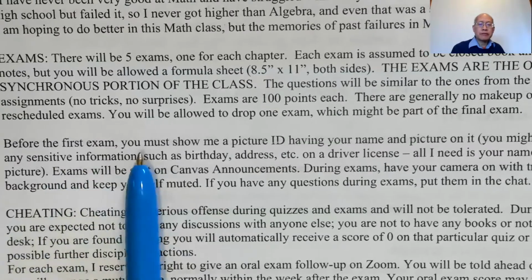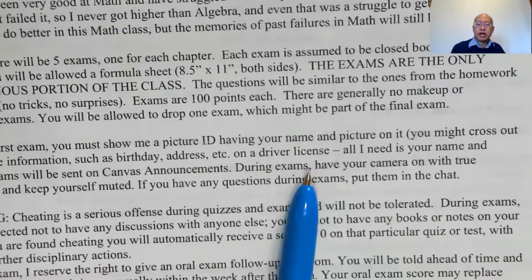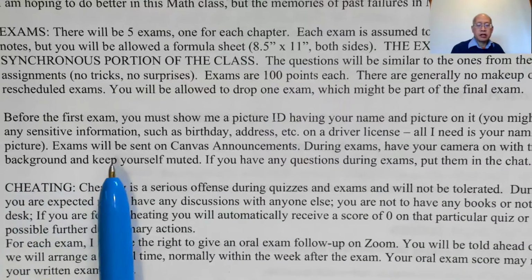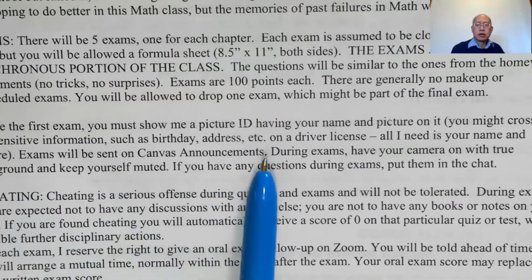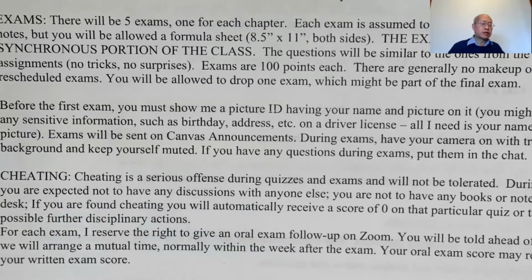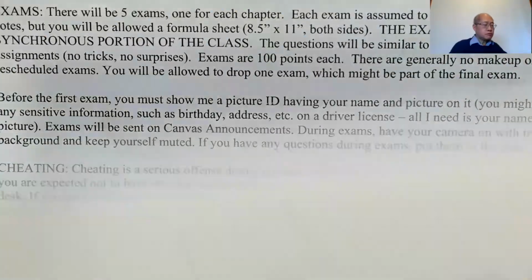Okay, before the first exam, you must show me a picture ID having your name and picture on it. You might cross off any sensitive information like birthday, address on a driver's license. All I need is your name and a picture. So here's an example for myself. So for a class like this, I don't really get to know what you look like because we meet so infrequently. Okay, so how do I know you're the one that's actually taking the tests, right? So here's an example. Just got my name and picture, that's it. Cross off address, age, height, and weight, and all that stuff. Okay, this is all I need. So just email me something like this before the first exam.